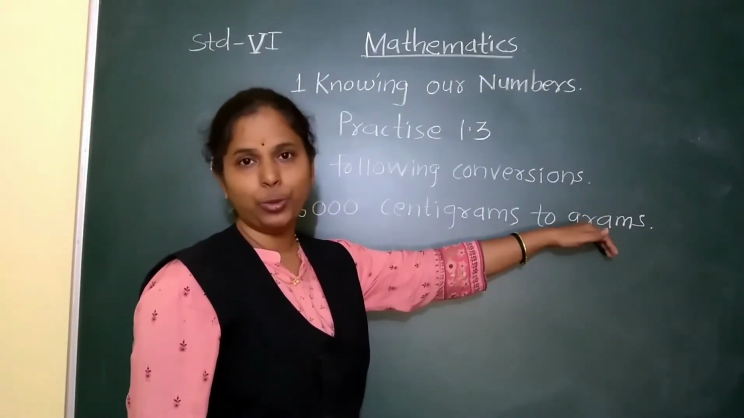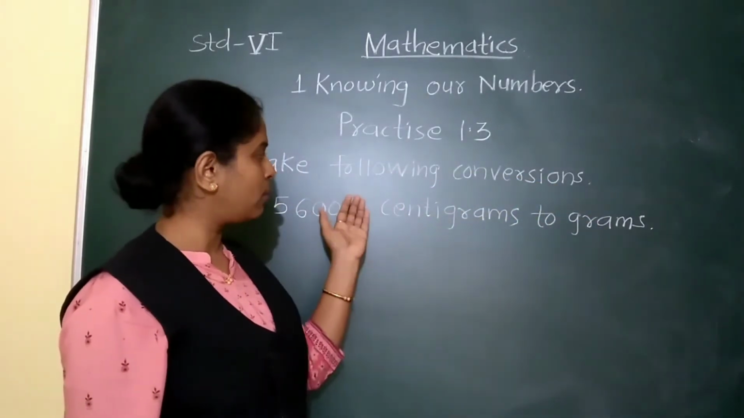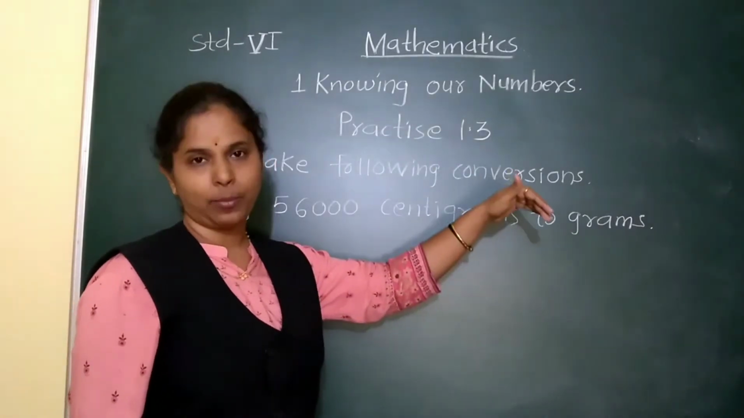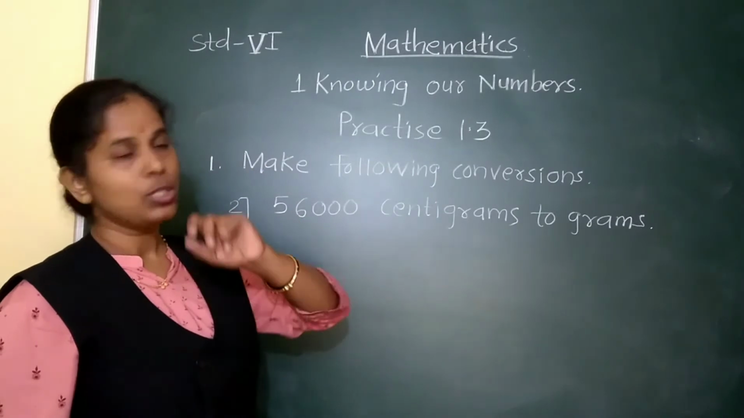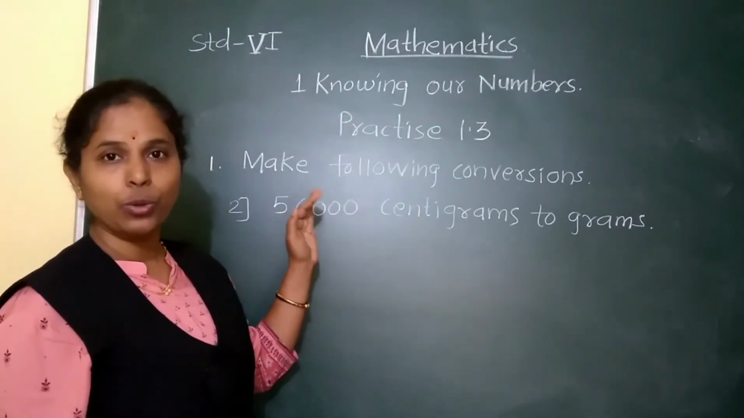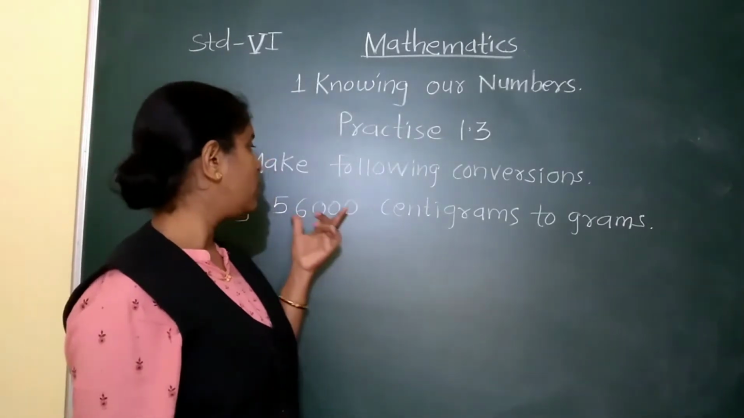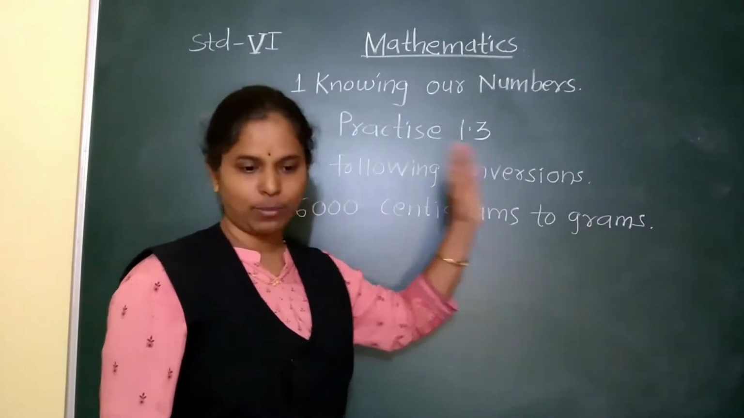Means from smaller to bigger unit we have to convert. At that time, what we have to do? We have to divide. Here centigrams is there, and we have to convert into grams. We know 1 gram is equal to 100 centigrams. So we have to divide these centigrams by 100 to get grams.